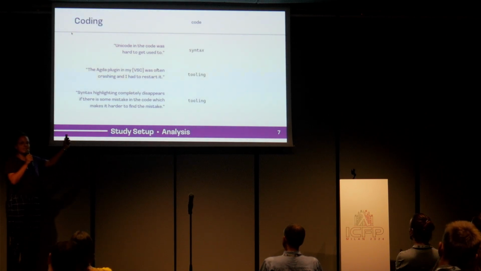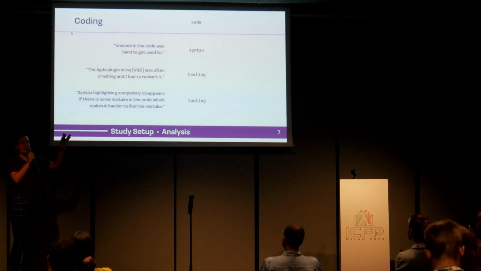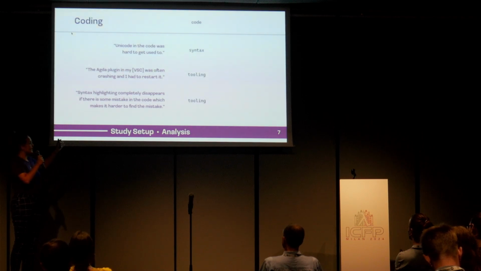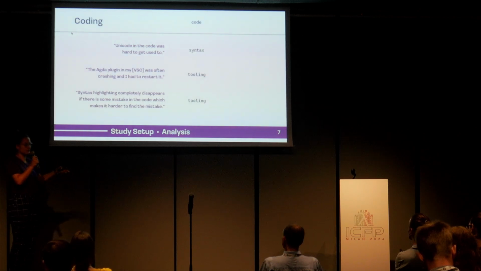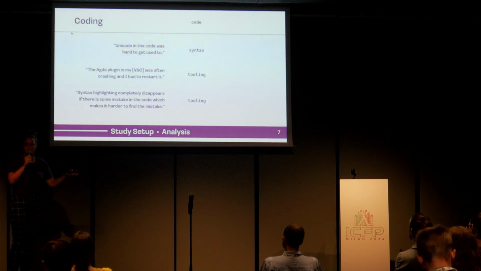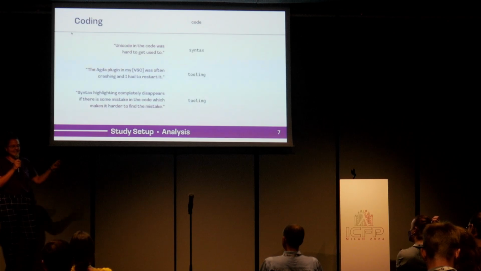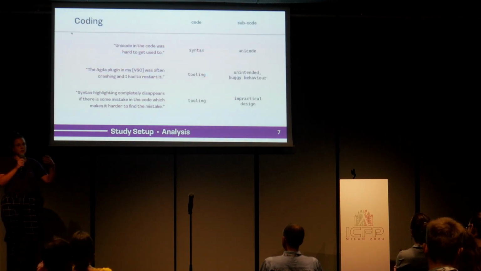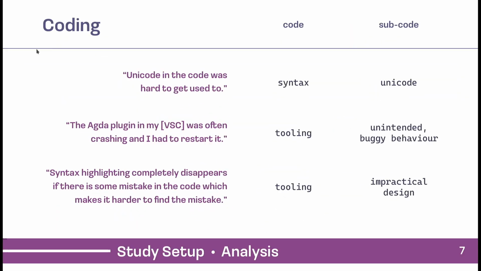But I think they're very different, right? You can see that the first one talks about unintended behavior, so the Agda plugin is crashing. And the second one talks about something that's actually designed to be part of the tooling. It's the syntax highlighting disappears when there's a mistake in the code. So to understand these nuances a little bit better during our analysis, we added subcodes to elaborate on this, to be able to group this better and understand what this means.